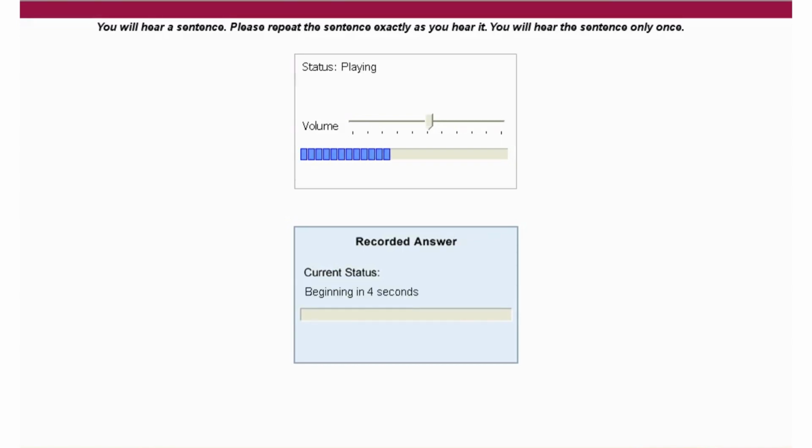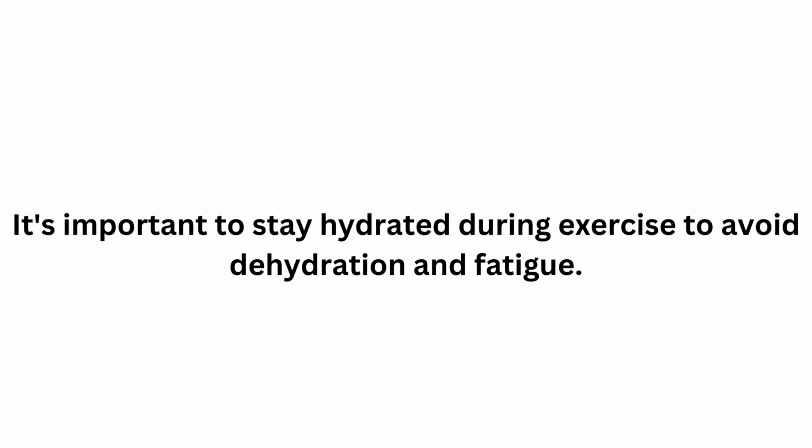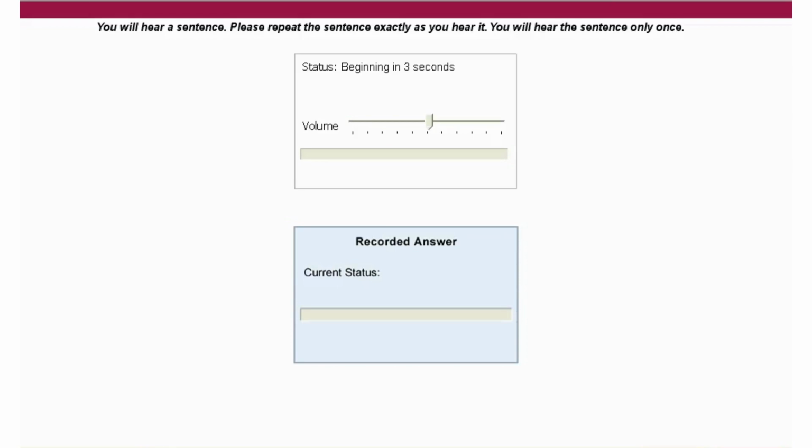It's important to stay hydrated during exercise to avoid dehydration and fatigue. The Mona Lisa is one of the most famous paintings in the world and is housed in the Louvre Museum in Paris.